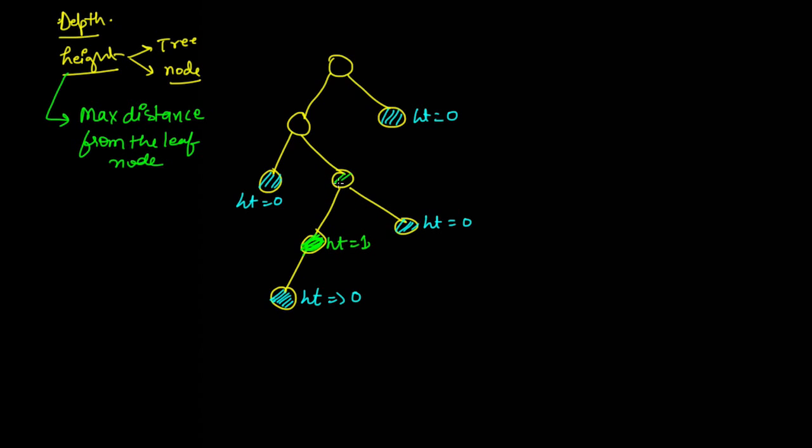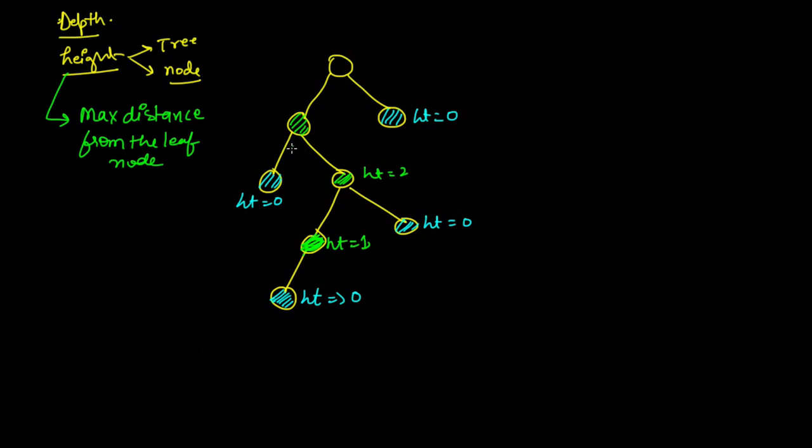Okay, for this node, what is the height? If you go in the right direction there is only one edge, but if you go in the left direction there are two edges. We have to take the maximum of 2 and 1, because on the right we have one edge and on the left we have two edges. So for this node the height is 2, because the maximum of 2 and 1 is 2.